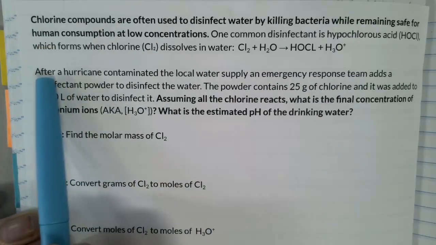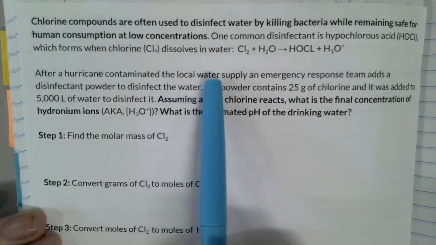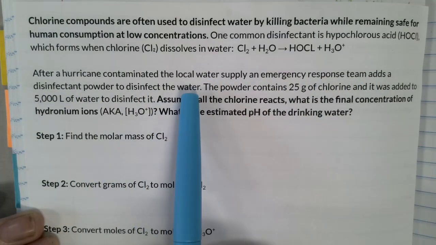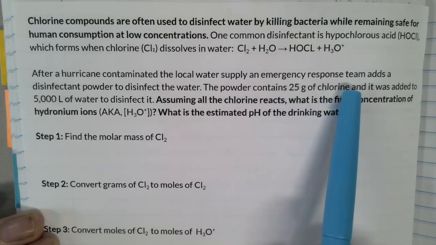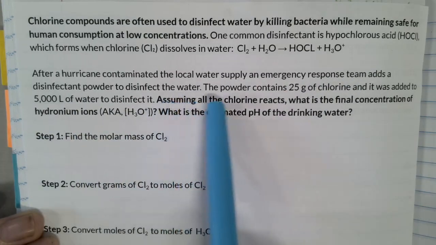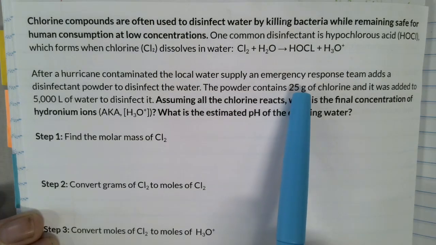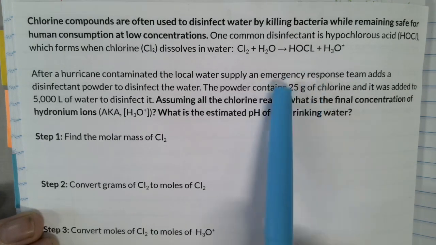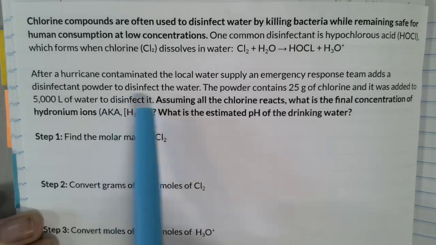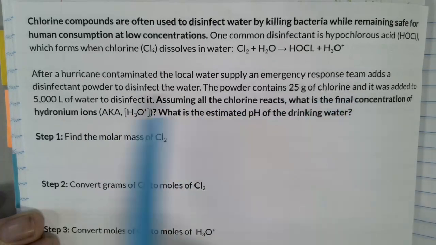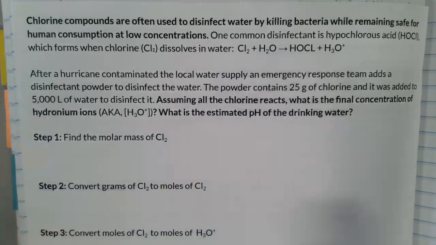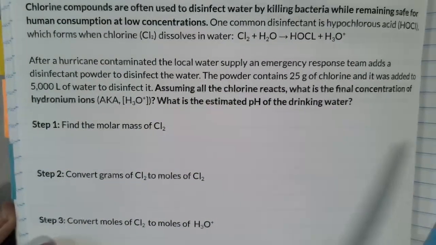So the problem asks, after a hurricane contaminated the local water supply, an emergency response team adds a disinfectant powder to disinfect the water. There's 25 grams of chlorine, and it's added to 5,000 liters of water. Assuming all the chlorine reacts, what's the final concentration of hydronium ions? And thus, what's the pH of the water? Basically, is it safe for us to hand to people to drink?